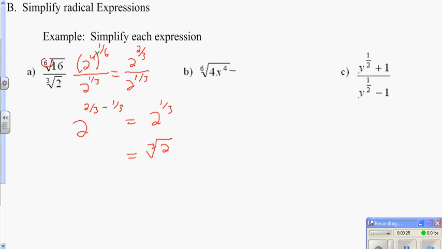Let's write 4 as 2 squared. Then we have x to the 4th, to the 1/6 power. Now we're going to distribute the power, which will give us 2 to the, and then 2 times 1/6 is 2/6, which reduces to 1/3. X to the 4th to the 1/6 has a power of 4 times 1/6, which is 4/6, which reduces to 2/3.